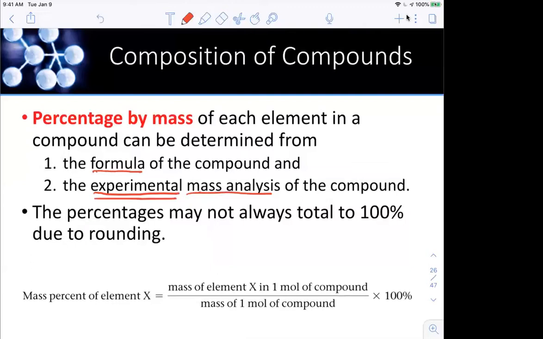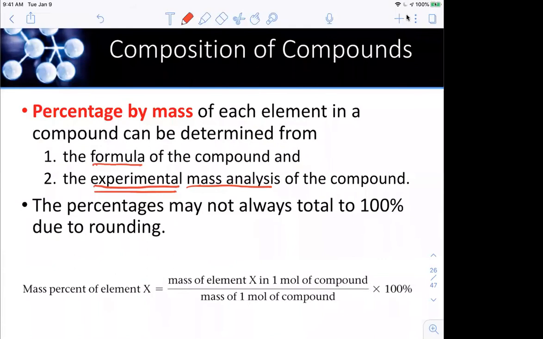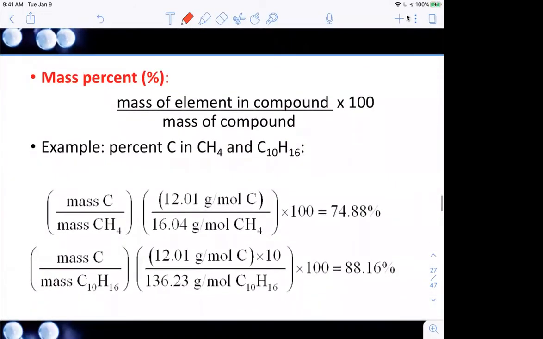But if I want to find the mass percent of some element X, and I have the molecular formula, I can calculate the percent mass of that element X by taking the mass of the element X in 1 mole of compound and dividing that by the total mass of 1 mole of compound. And then I'm going to multiply that by 100 because percent is parts per 100 parts. So let's look at an example.